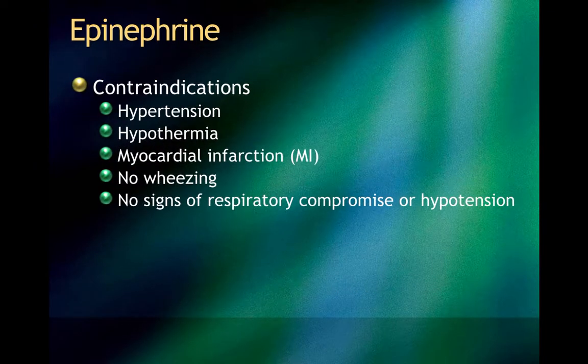Contraindications to epinephrine: if they are significantly hypertensive, if they are significantly tachycardic, if they are hypothermic, because they won't have any blood circulation to their distal extremities, if they're having a myocardial infarction. I don't know why we have to discuss that one as a contraindication. I don't know why you would want to increase the heart rate of somebody having a heart attack, but we got to put it on there. And if you don't identify any sort of respiratory problem, don't give epinephrine.